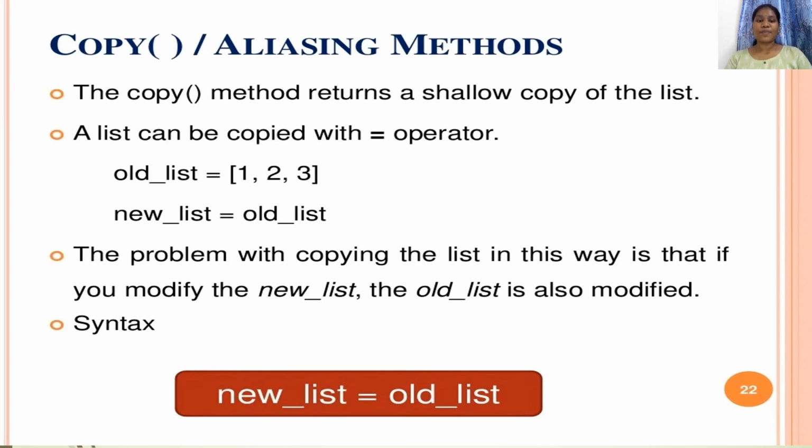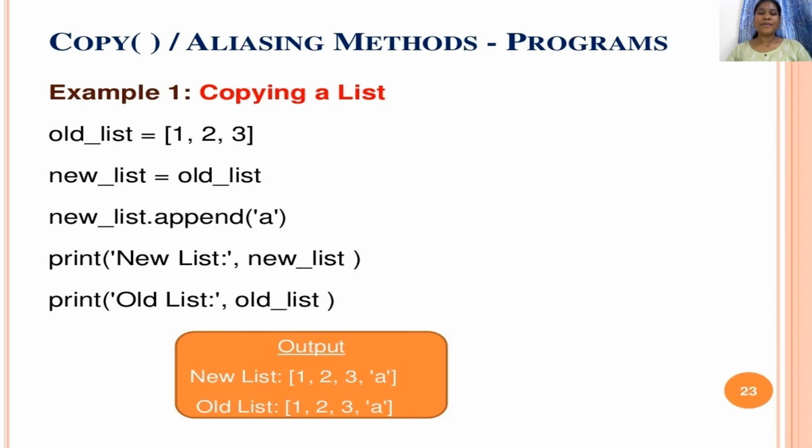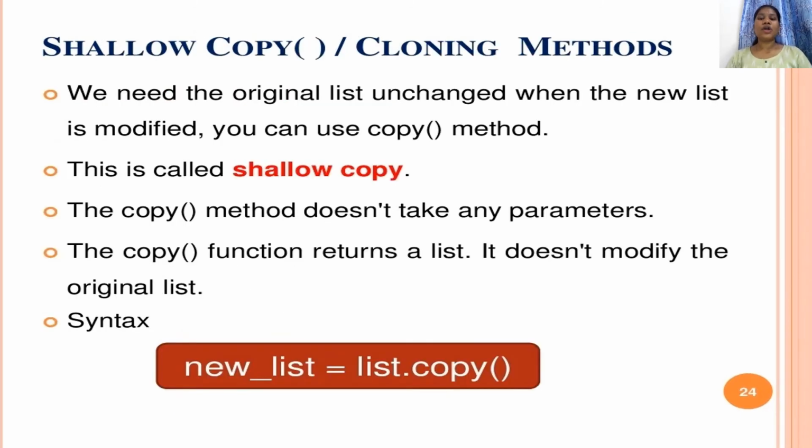The syntax of the copy method is new_list = old_list. Here is an example on the copy method in a list. I took an example of old_list, that is 1, 2, 3, and new_list equal to old_list, and new_list.append('A'). Print the new list and print the old list. The output would be the new list, that is 1, 2, 3 and A, and the old list would be 1, 2, 3, A.